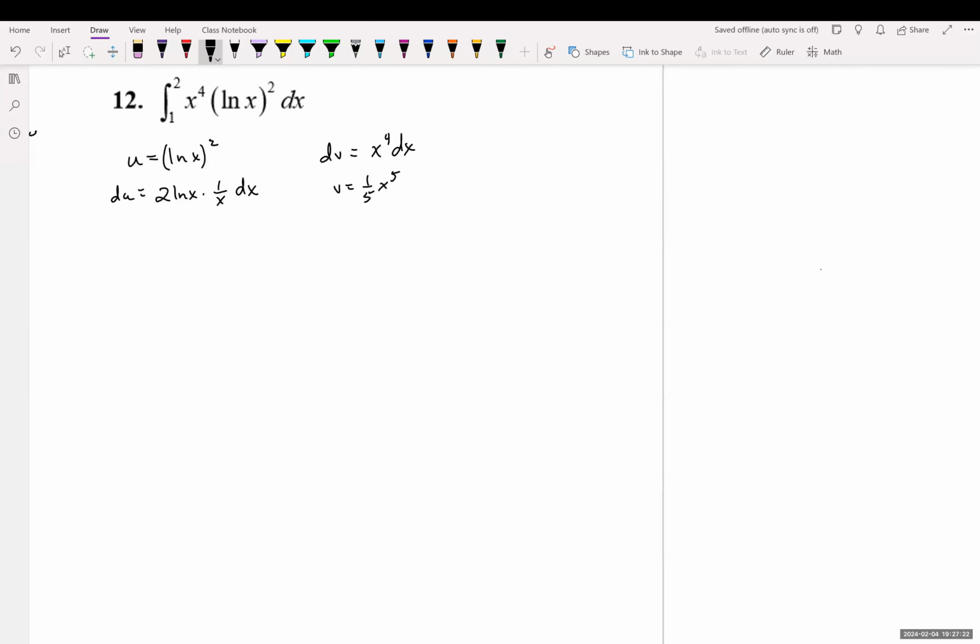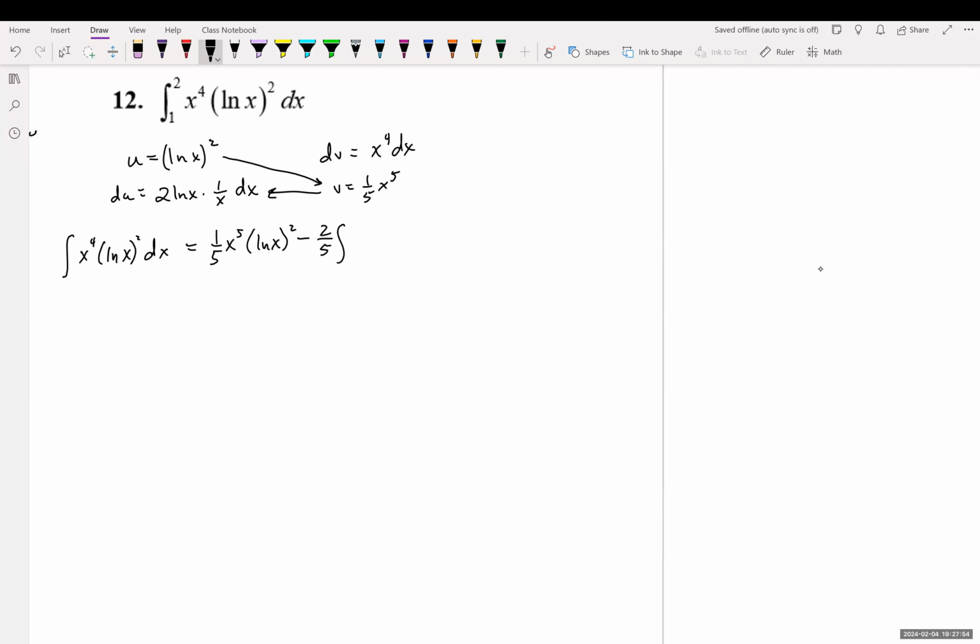Let's go ahead now and do this as an indefinite integral. It's just going to allow us to write a little bit less with keeping track of all the limits of integration, and then we'll bring it back at the end. So we've got uv, which is going to be 1/5 x to the 5th ln x squared minus the integral across here, which is going to be the integral of 2/5. Let's go ahead and put that in front.